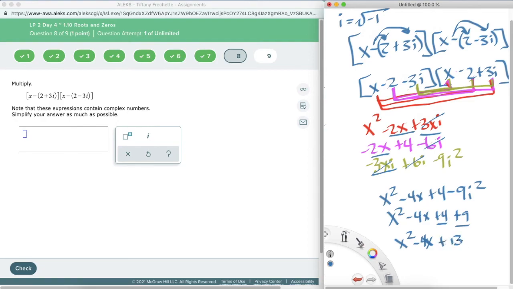So we just wanted to express... Note that these expressions contain complex numbers. Simplify your answer as much as possible. So in this case, all of the imaginary i's disappeared.